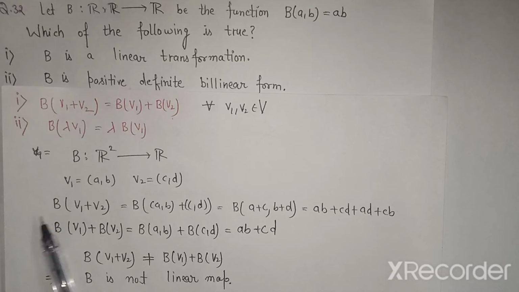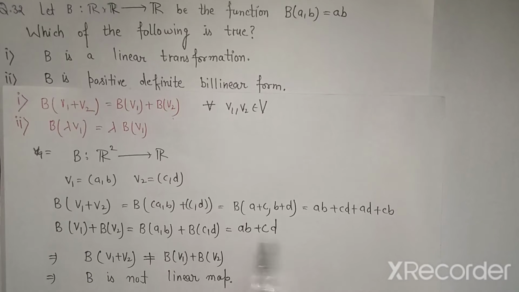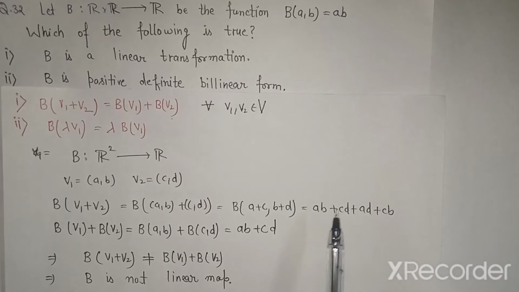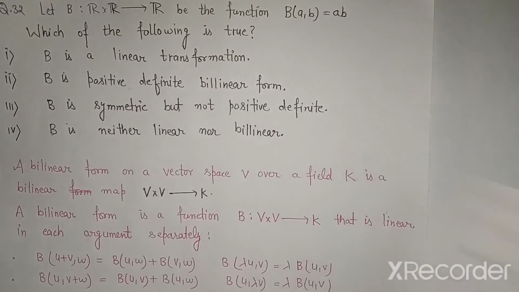Now we can see that B of V1 plus V2 is not equal to B of V1 plus B of V2. These two are not equal. So this implies B is not a linear transformation. But option 1 says B is a linear transformation. This implies option 1 is incorrect.